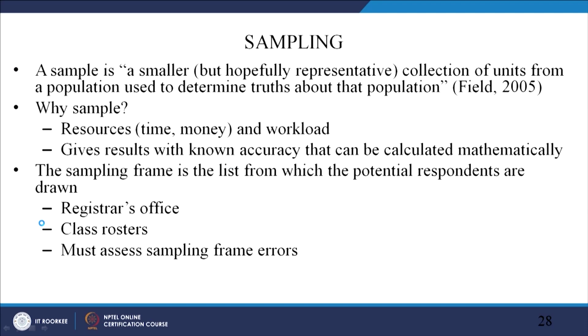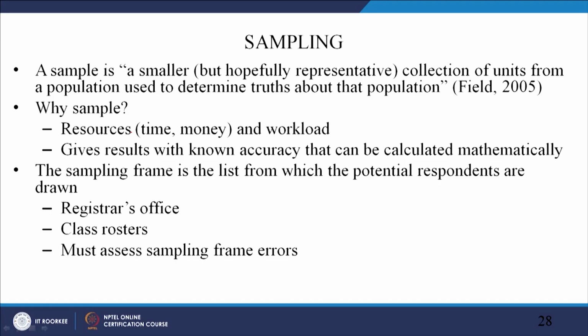Okay. Now, once you are done with scales, you come to sample. The researcher also needs to understand what kind of sample he is using, who the samples are, and how to understand them. A sample is a smaller collection of units which represents the population. Why sample? Because resources, time and money are limited, we have a definite time period, and we do not have infinite resources, and results with known accuracy can be calculated mathematically. If I can know the results with a smaller value, then what is the point of taking the universe, because that has its own limitations.